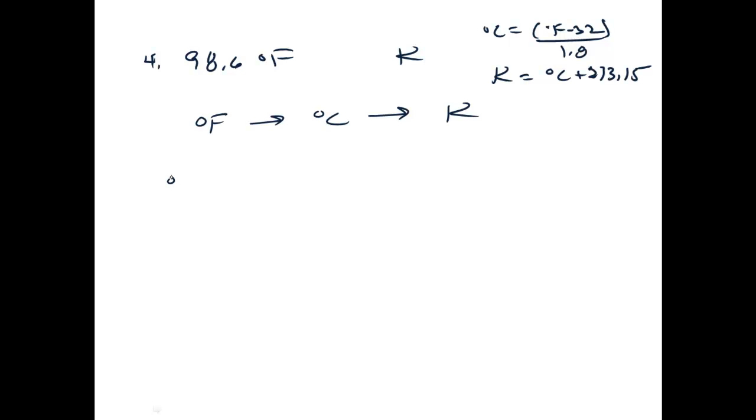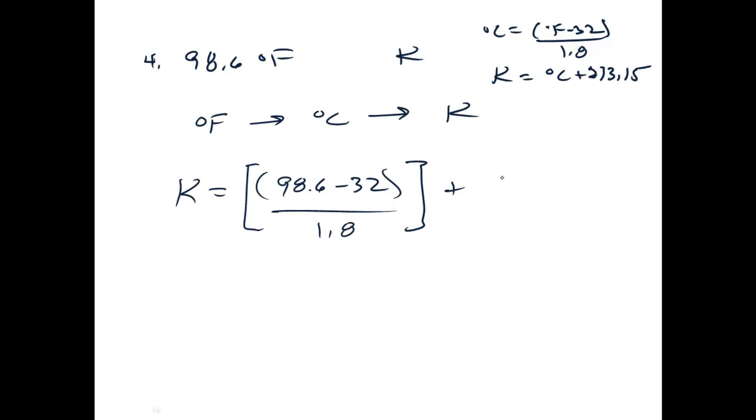Actually, let's do it this way to show you could do this. Kelvin equals 98.6 minus 32 divided by 1.8. And then after we get that answer, we're going to add 273.15. All I did here was called substitution. I substituted the formula to convert degrees Fahrenheit into Celsius into our Kelvin equation here.